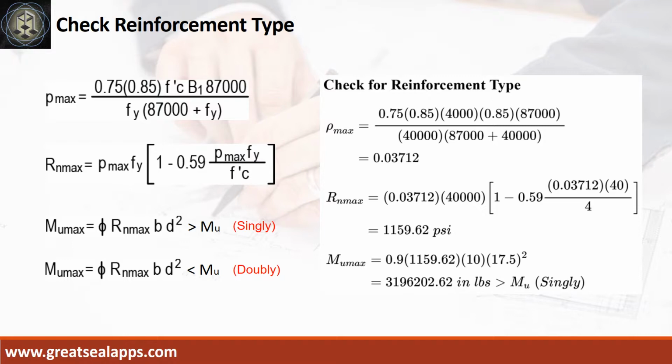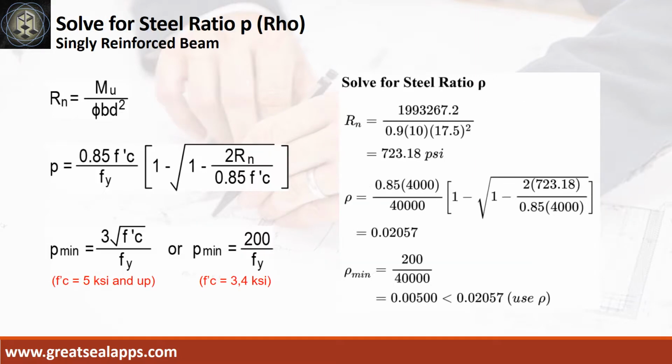The rho max from the given design criteria is 0.03712. Then the maximum concrete beam design ratio Rn max equals 1,159.62 psi, followed by maximum moment from given section Mu max equals 3,196,202.62 inch-pounds, which is greater than the maximum design moment Mu.